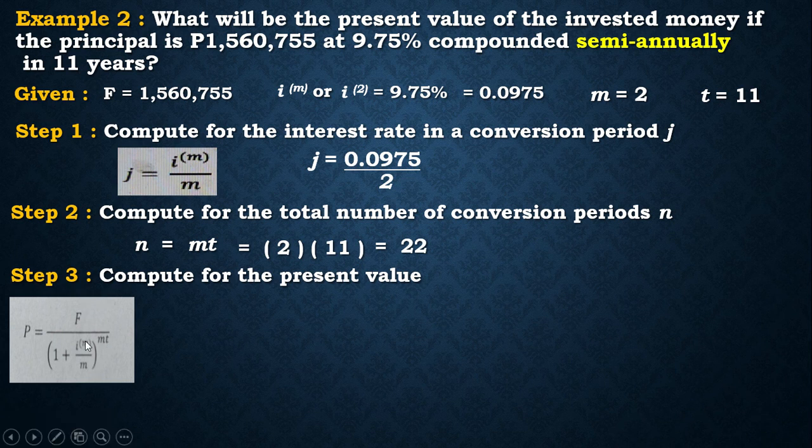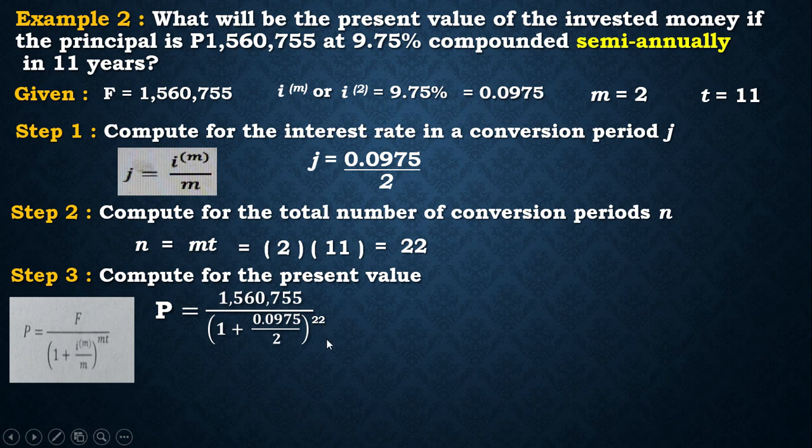Ito pong F, tsaka ito, pati rin ito. So, sinubstitute po natin yung F sa formula, that is 1,560,755. Ito po siya. And then 1, again po, ito po ay constant. Hindi po dapat baguhin. So, plus. Ito po yung J. Kung makikita natin sa formula, ang J daw is equal to IM divided by M. So, kapag ito ay pinalitan natin, pwede rin natin siyang gawing J. So, ano nga ba yung J? 0.0975 divided by 2. Ito po siya. Tapos, yung exponent na 22, which is the N is equal to MT.